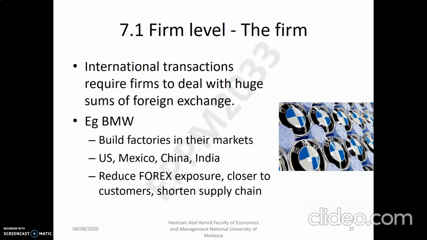In the firm level, of course, the players are the firms. They are the ones who are conducting international transactions. They require firms to deal with huge sums of foreign exchange.